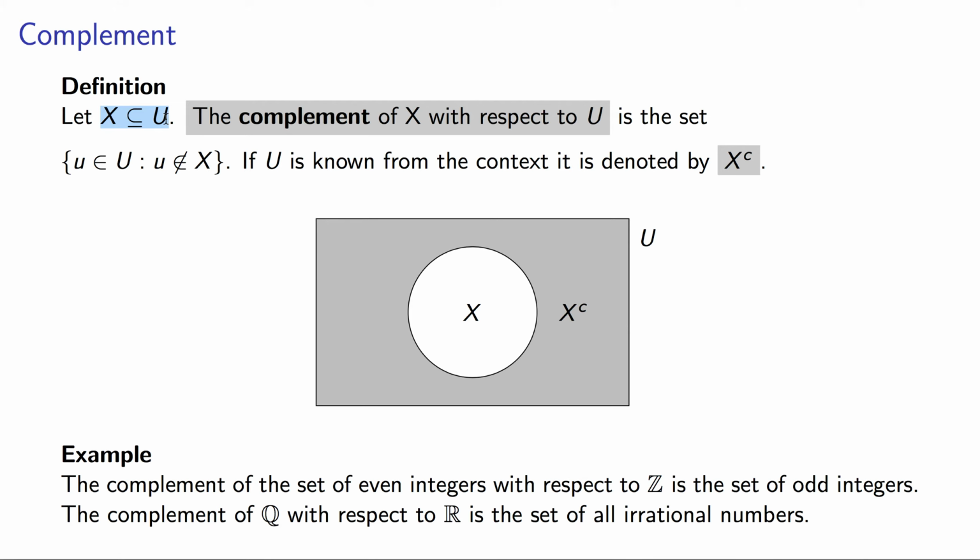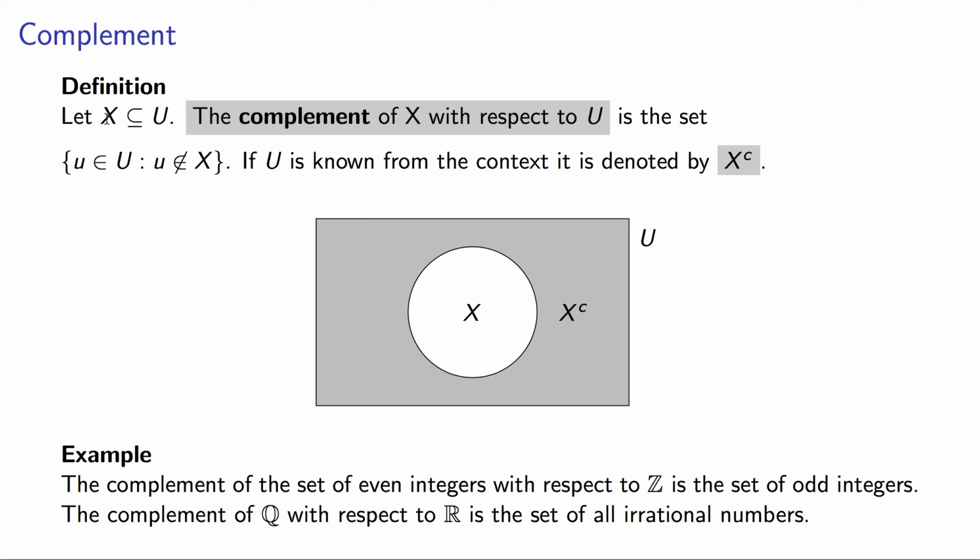While considering solutions of an algebraic equation, the universe of discourse is the set of real numbers, or maybe the set of complex numbers, depending on the problem. So U is going to be our chosen universe of discourse. This shouldn't be confused with the universal set. There is no universal set, as we proved earlier.